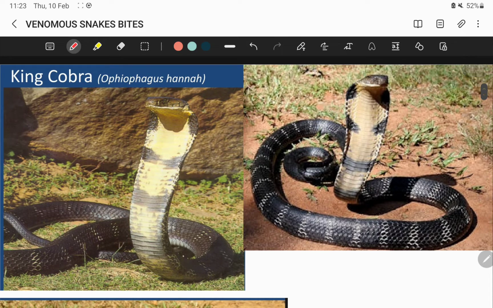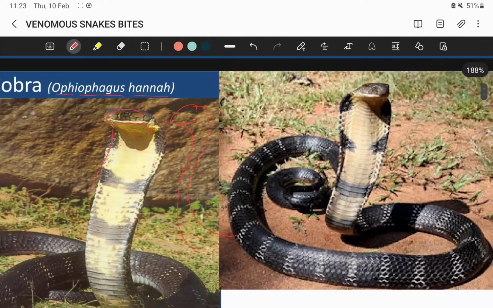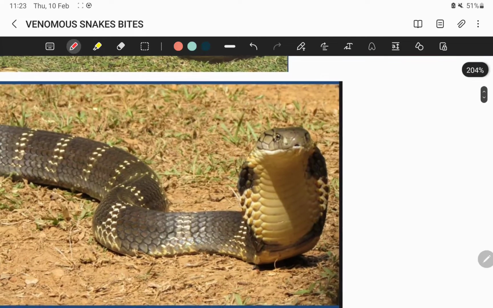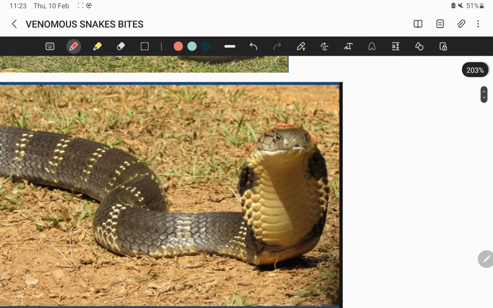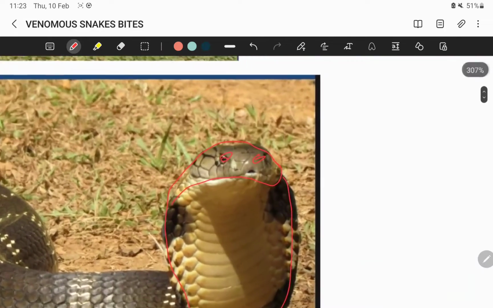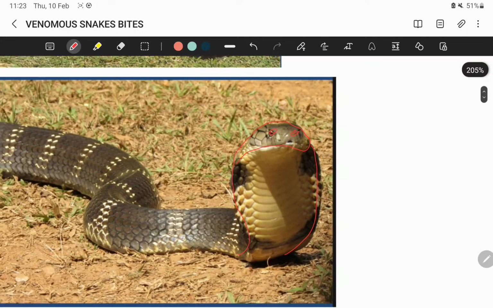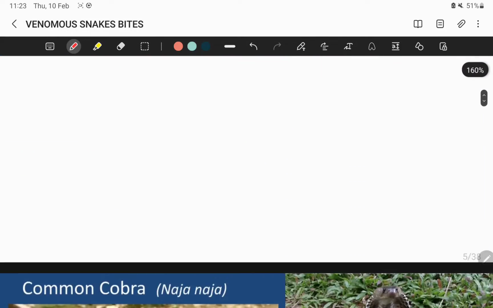So look, this is the king cobra, right? You already know it without even having to study. It has its neck like this. King cobra, Ophiophagus hana, is known as the king cobra. Please make sure you can identify the king cobra. This is the structure. This makes it look not dangerous, but it is very dangerous, right?